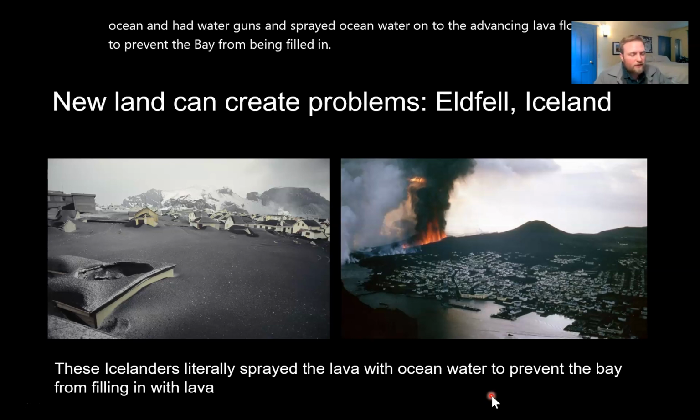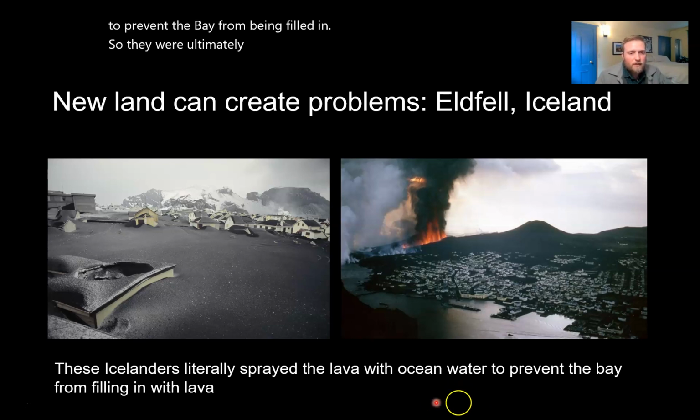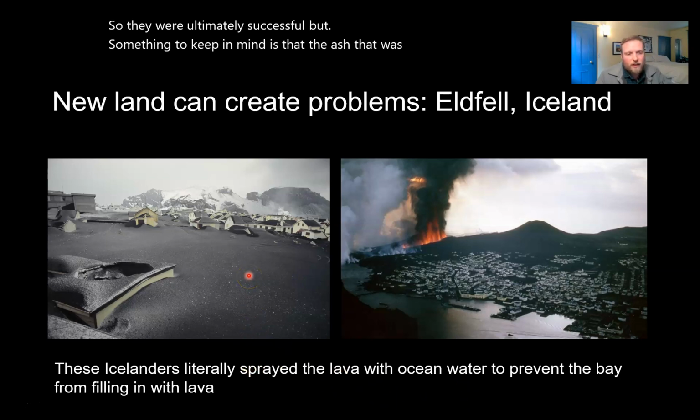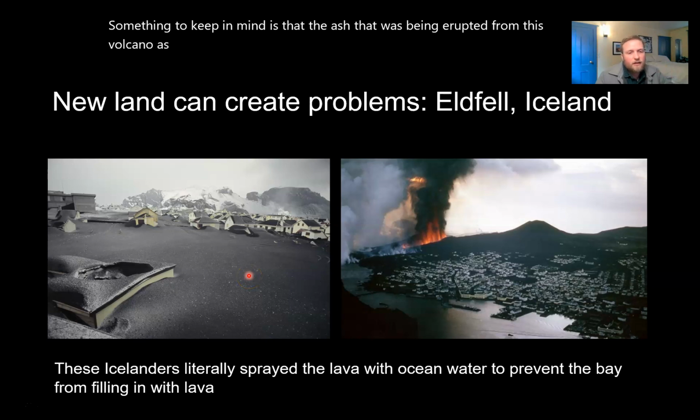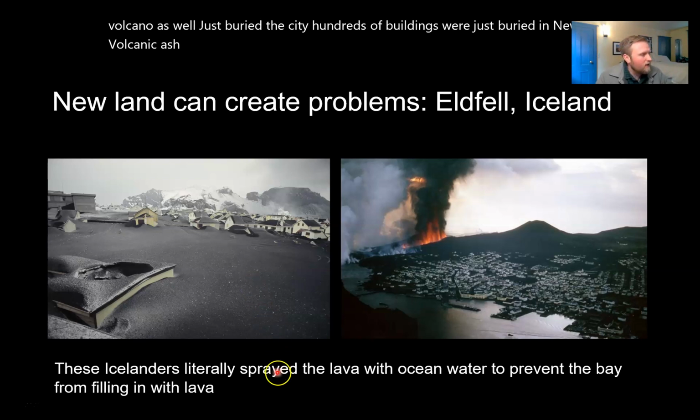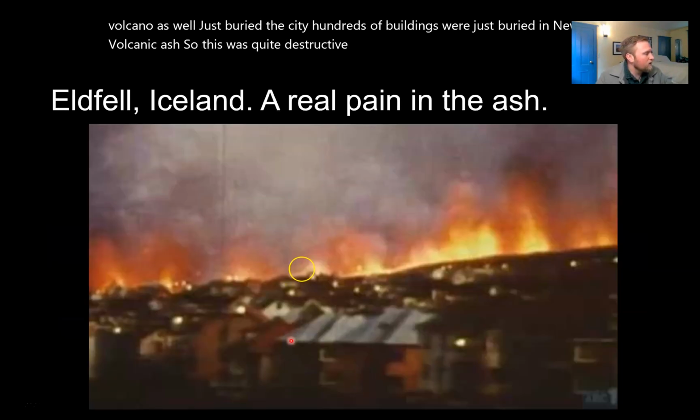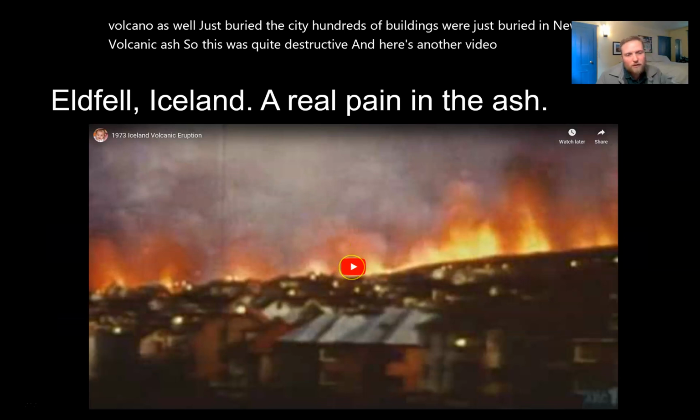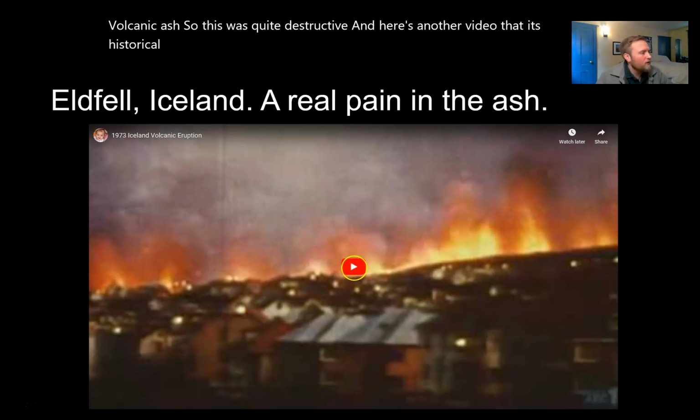So they were ultimately successful, but something to keep in mind is that the ash being erupted from this volcano just buried the city. Hundreds of buildings were buried in new volcanic ash. So this was quite destructive. And here's another historical video that talks about this effort to save Eldfell from the volcano.